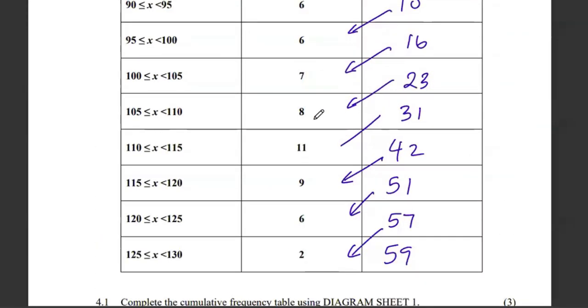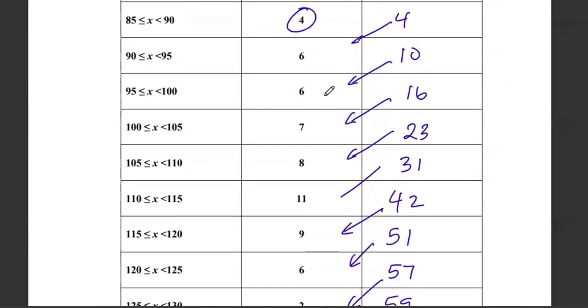And they want us to draw the ogive. Now, when you're drawing the ogive, we're going to look at the upper class intervals, the upper classes together with the cumulative. Now, let's try to sketch this.